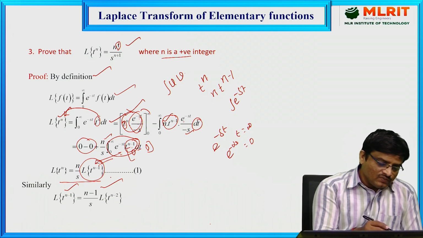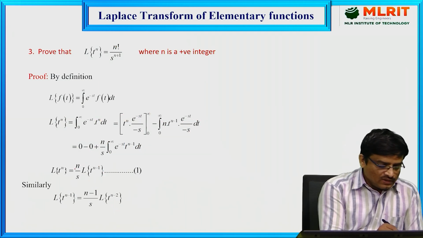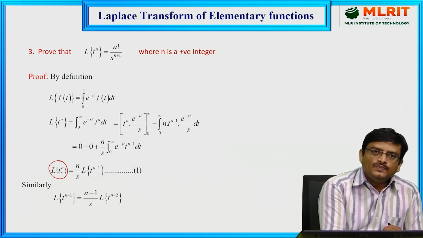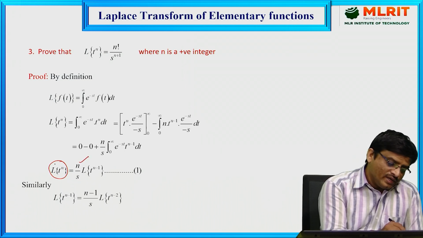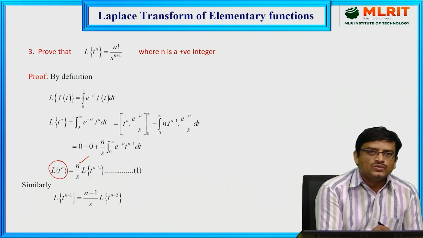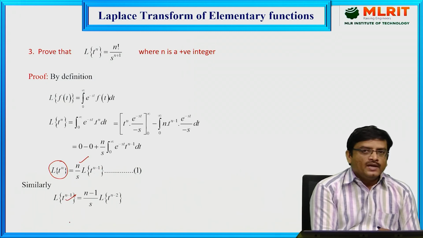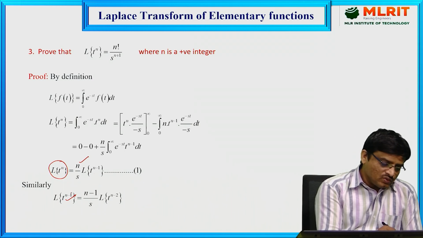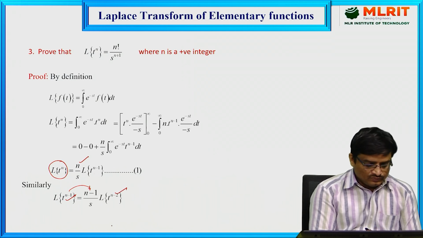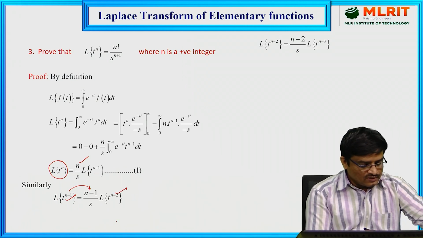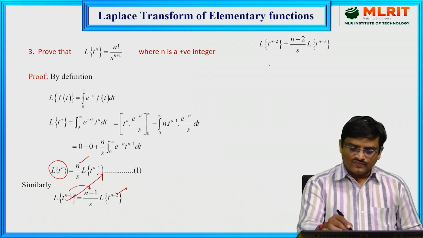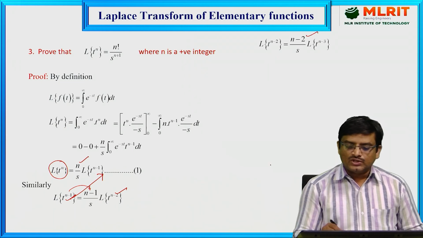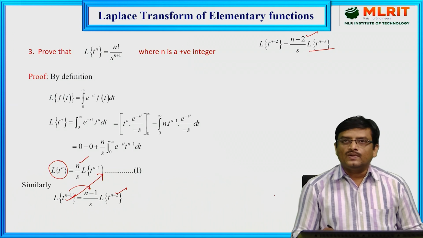If you observe this equation 1 clearly, for the Laplace transform of t power n, the power of t is n, so here we got n by s, and the next lower value we have to consider is t power n minus 1. Similarly for t power n minus 1, the power of t is n minus 1, so we have taken n minus 1 by s into the previous value, n minus 2. Next, follow the same procedure and substitute whatever value we got. Similarly, you will get n minus 2 by s into the Laplace transform of t power n minus 3.